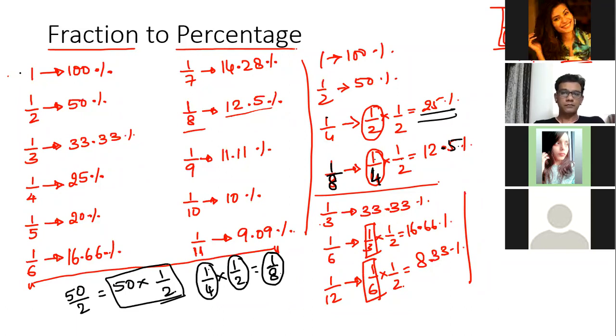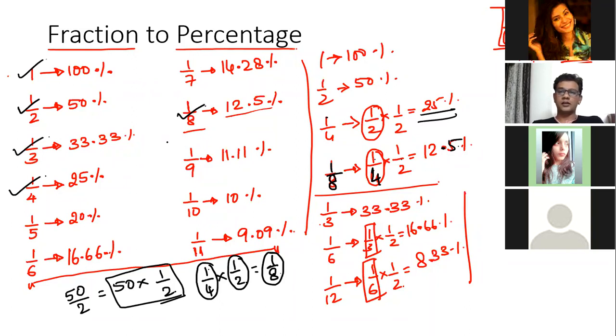Yes. So I take 1, which is 100. 1 by 2 is half of 100, so it is 50. 1 by 4 is half of 50, so it's 25. 1 by 8 is half of 25, so it is 12.5. I hope all of you are now clear till this 4. Next, 1 by 3 is 33.33.